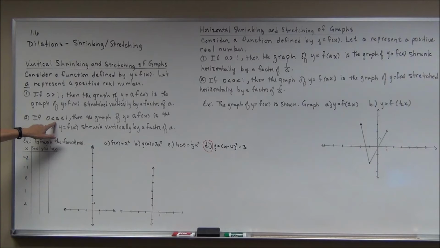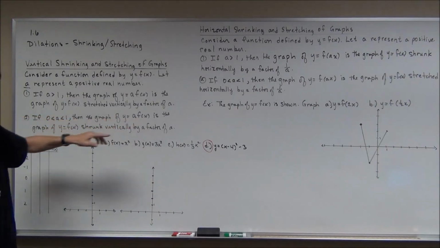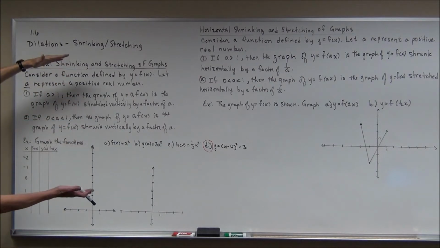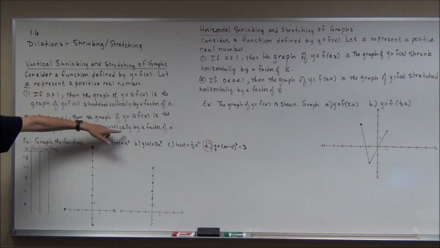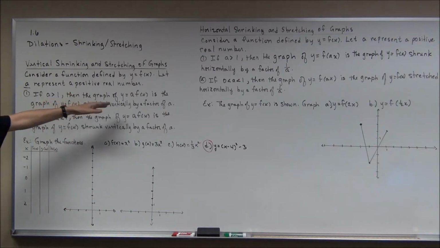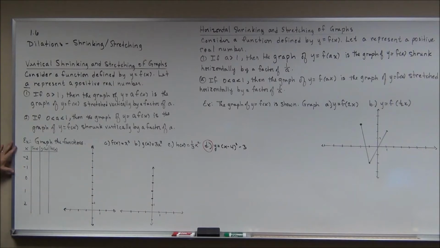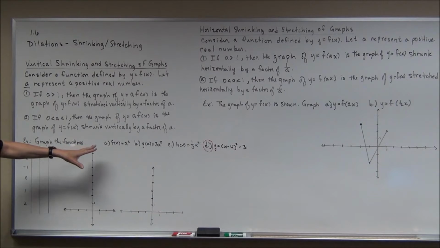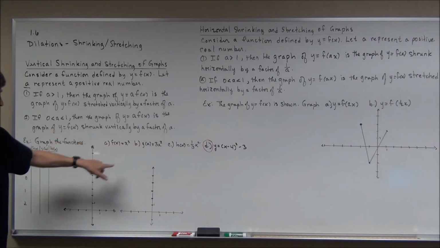Now if a is between 0 and 1, still positive, then the graph of y equals a times f of x is the graph of f of x kind of squished down, shrunk vertically by a factor of a. Now of course if a equals 1, 1 times f of x is going to be f of x. It doesn't change the graph at all. So I set up a t-chart, or actually kind of like a triple t-chart here, because I want to graph the following functions. I'm going to graph the first two here.